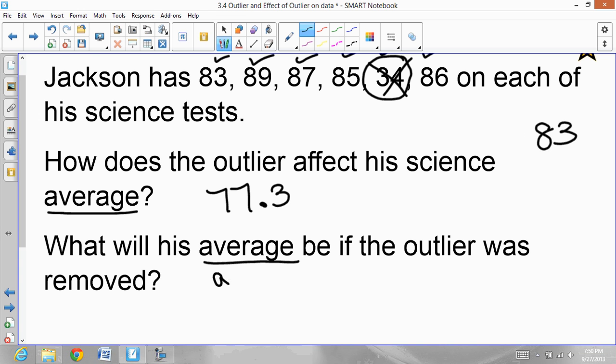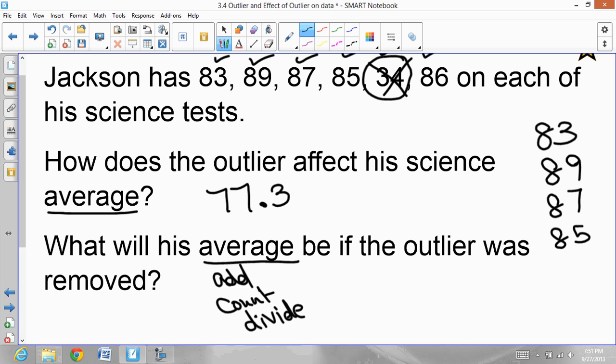The way you're going to find the average is add, count, divide. That is how you find the average or the mean. So let's do the first part, which is the addition. 83, 89, 87, 85. Remember, his teacher told him that he can remove the outlier. So he removed the outlier, in this case 34, which is a lower score far away from the other numbers, and 86. Let's add them together. 7 plus 3 is 10, 10 plus 9 is 19, 19 plus 5 is 24, 24 plus 6 is 30, 1, 2, 3, 4, 5. So 40 plus 3, 43. And remember, the addition part came to 430.